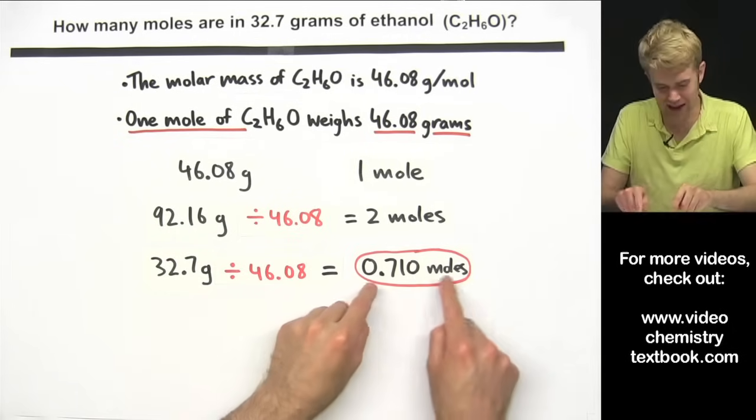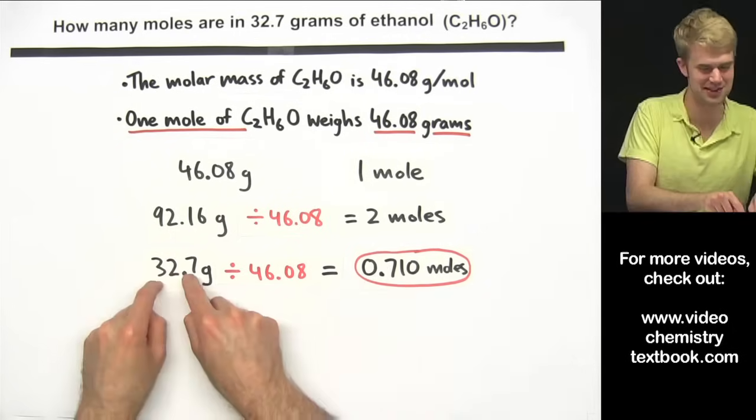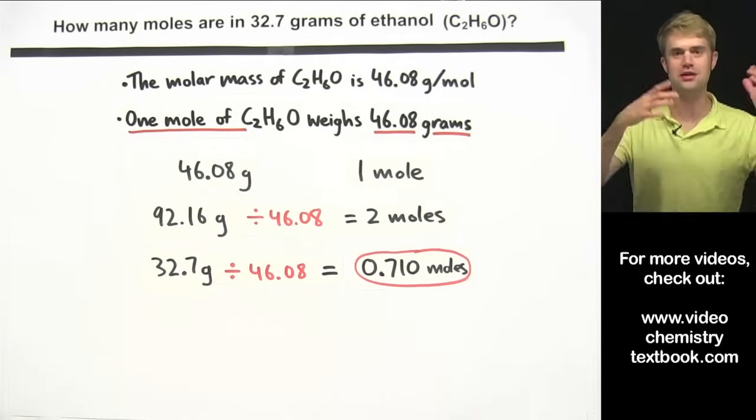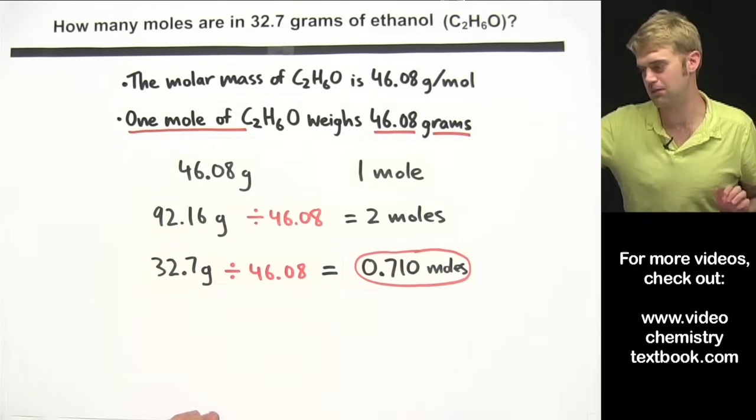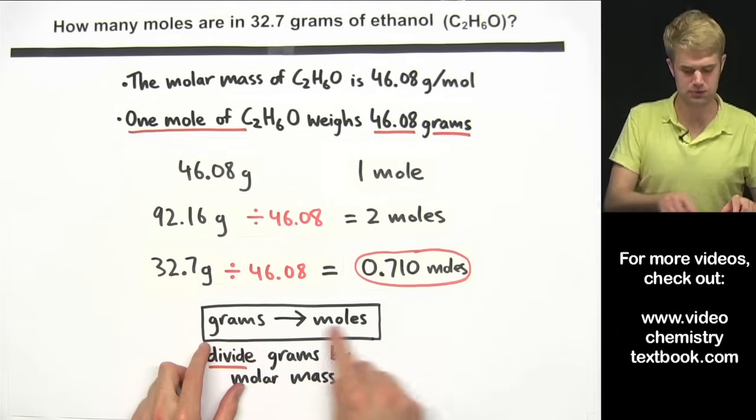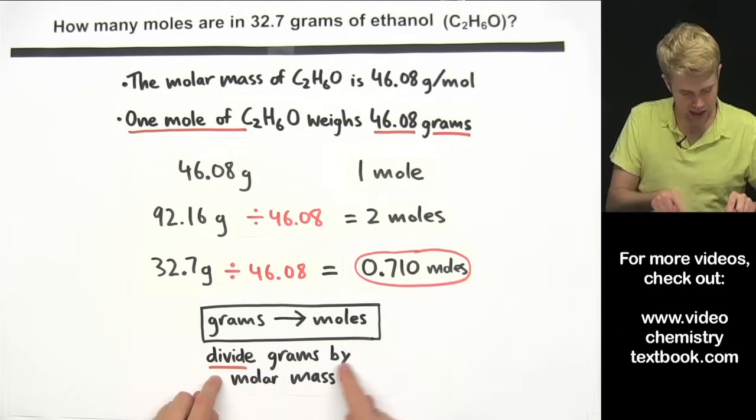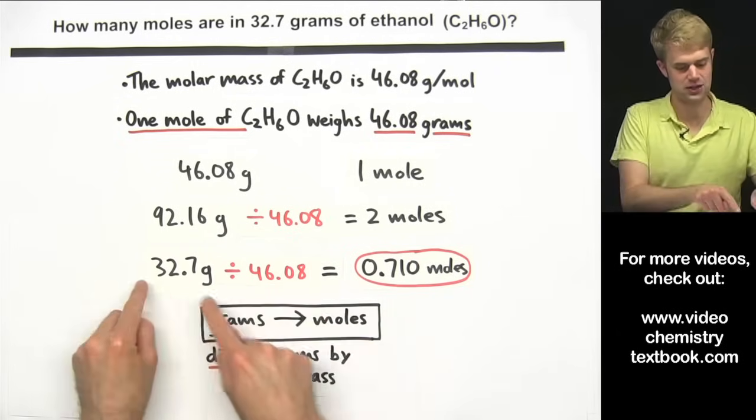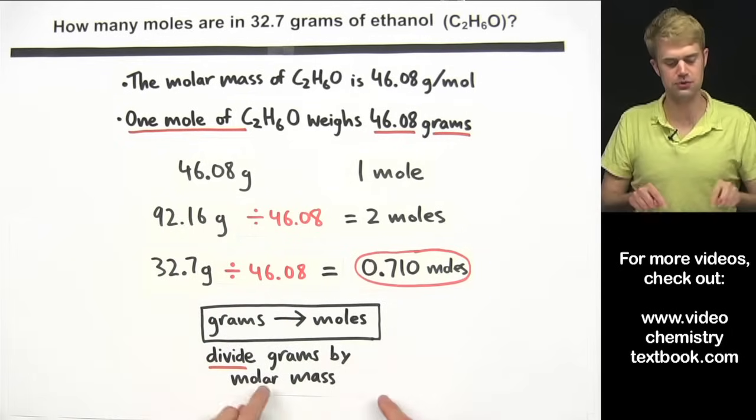Even though I get this answer that's less than one, and this was less than the amount that one mole weighs, the math I'm doing is always the same when I go from grams to moles. I divide grams by the molar mass, which is what I'm doing in all of these examples right here.